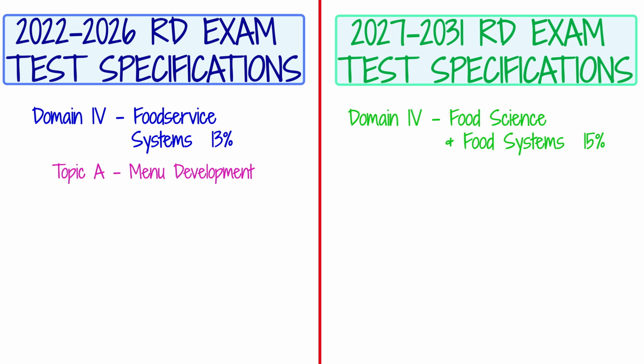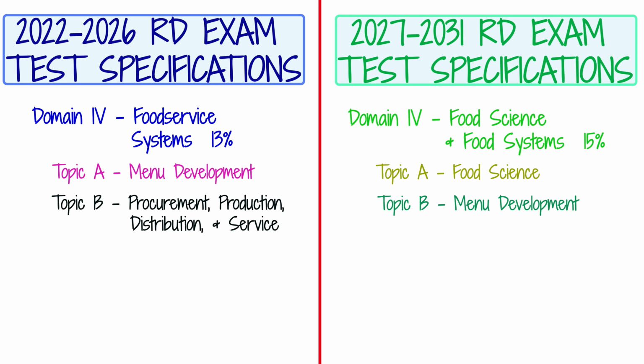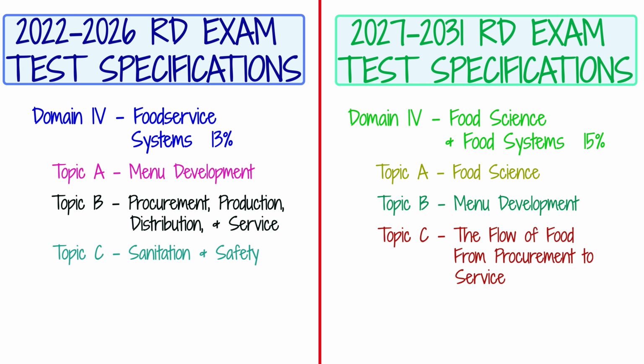Topic A shifts from menu development in the current exam to straight up food science in the new exam. And menu development doesn't disappear, it just moves to Topic B in the new exam and replaces the current exam's Topic B, which is procurement, production, distribution, and service. And then Topic C shifts too. Instead of focusing on sanitation and safety, the new exam frames Topic C as the flow of food from procurement to service. The current exam includes a Topic D titled Equipment and Facility Planning, but the new exam no longer includes a Topic D under Domain 4.